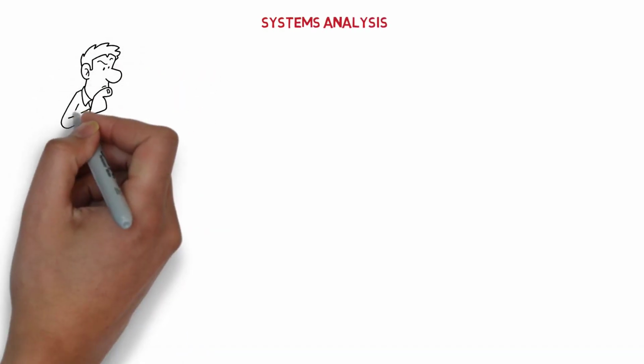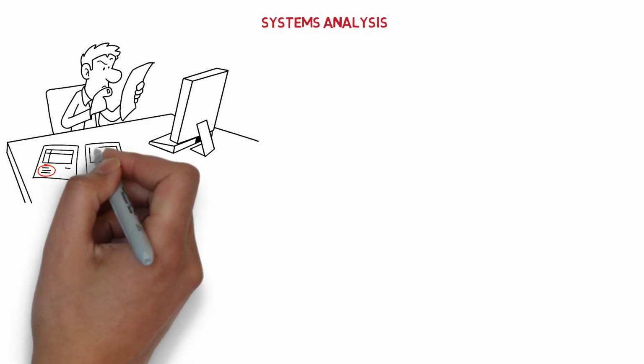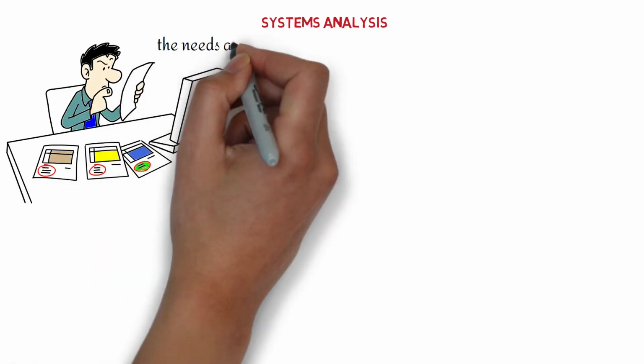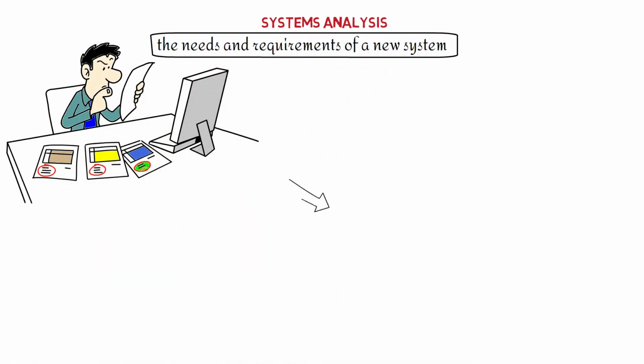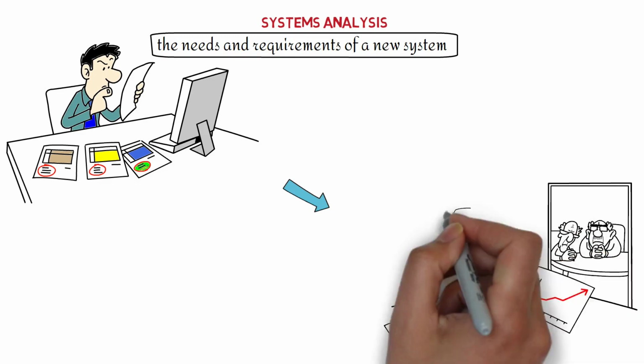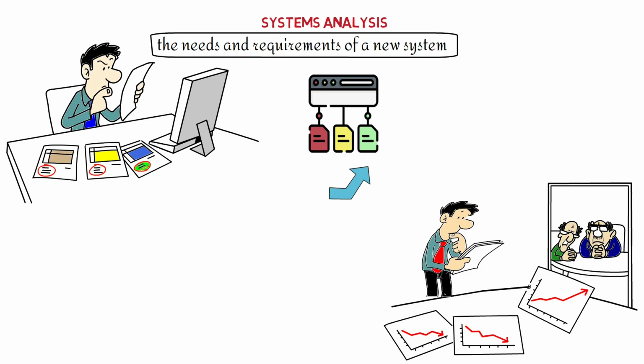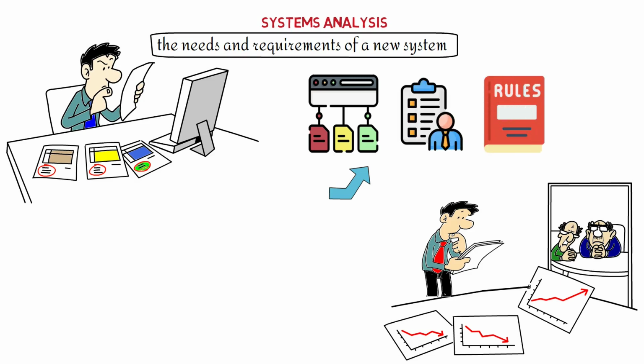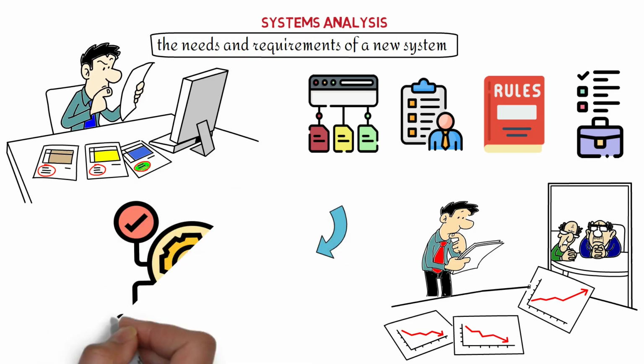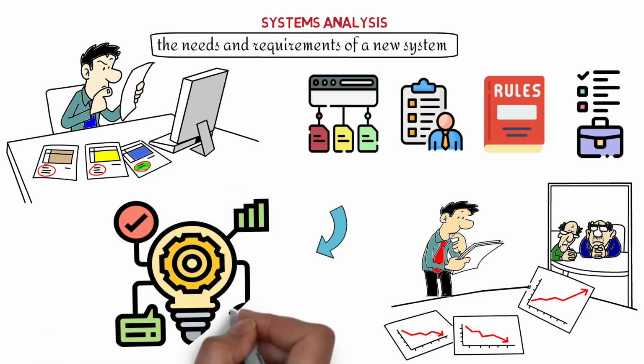Systems analysis is the process of examining and understanding a business's current processes and problems to identify the needs and requirements of a new system. During this process, analysts gather and analyze information about the current system, including data flow, user requirements, business rules, and functional requirements. The result of this analysis is a detailed specification of the new system's functionality and requirements.